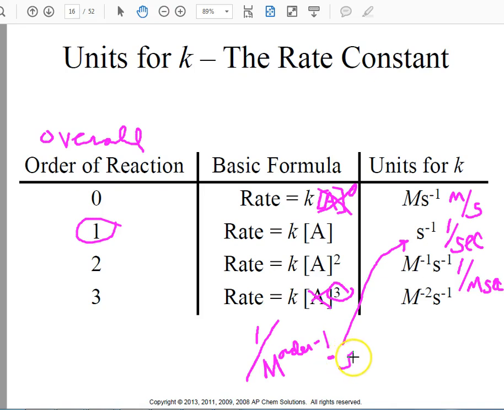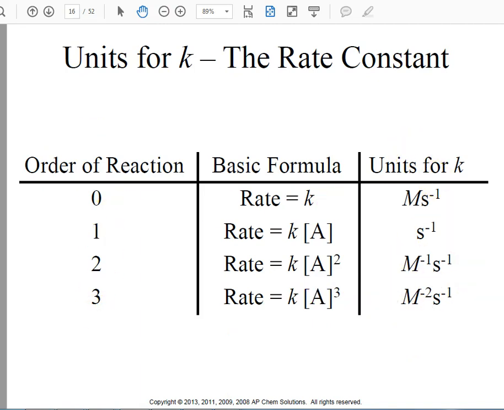And I'll put seconds, but remember that could be anything, minutes, hours, whatever. Okay, this is your overall units for K. And then here, they figured it out for each particular order. So we'll come back to that when we're calculating K. Alright, so right now we're just putting a bunch of little pieces together.